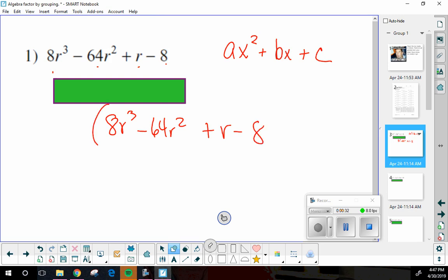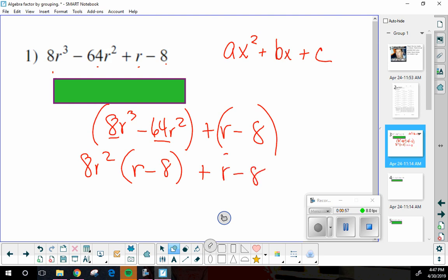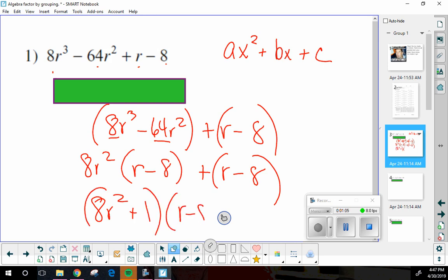So we're going to group this and group that, and then group this. And you'll see that the greatest common factor in these 2 terms is 8r squared. And you would multiply that by r minus 8 here. Oh, and I see this is the same thing on this side as well. So we would end it with 8r squared plus 1, and then r minus 8. And this is back what we learned a few days ago.